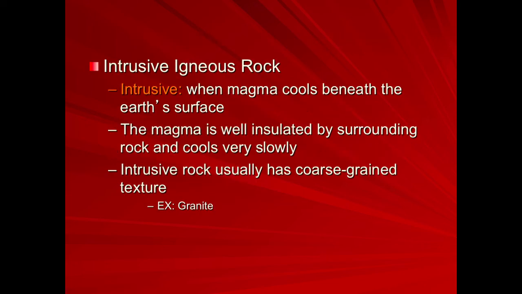Intrusive means that it is formed deep inside the Earth, beneath the Earth's surface. So it is formed from magma. Extrusive is lava. Intrusive is magma. The magma is well insulated by the surrounding rock, so it cools very, very slowly. Intrusive igneous rocks normally have a very coarse-grained texture, like granite.